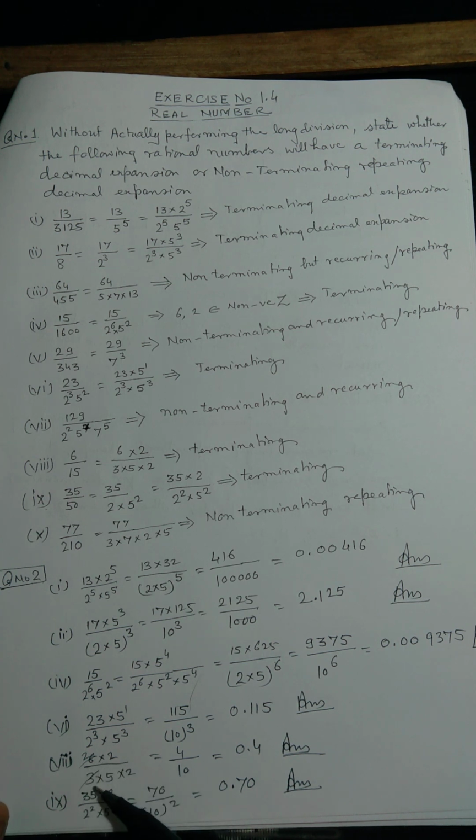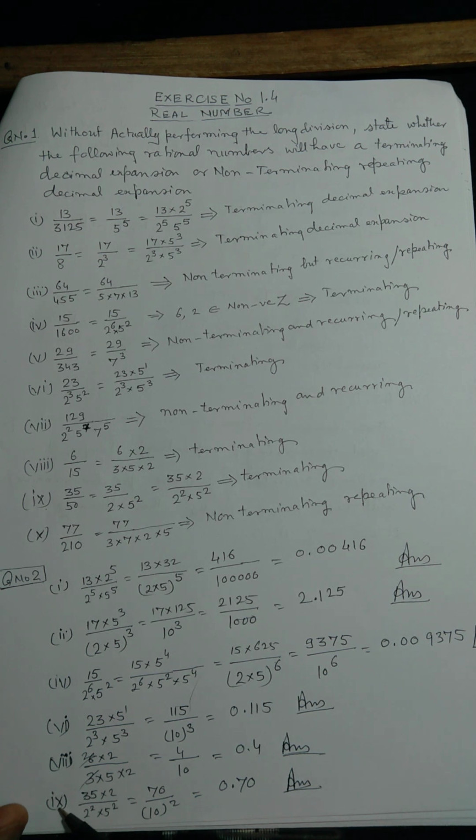Now you see the eighth part of the above question, that is 6 into 2 divided by 3 into 5 into 2. So you can cancel this 6 with the help of 3. 3 into 2 is 6. So 2 into 2 is 4, and 5 into 2 is 10. So 4 divided by 10, it will become 0.4. This will be the answer.